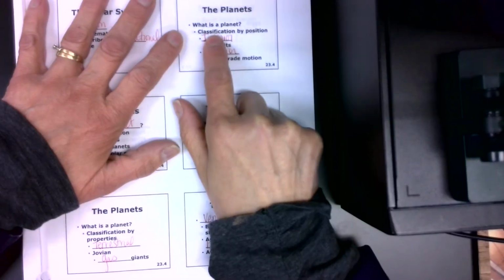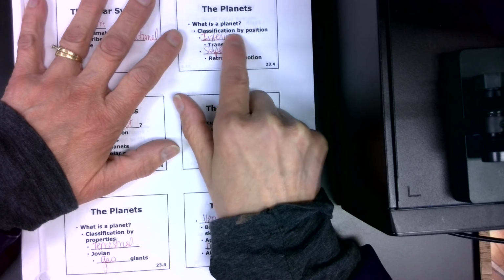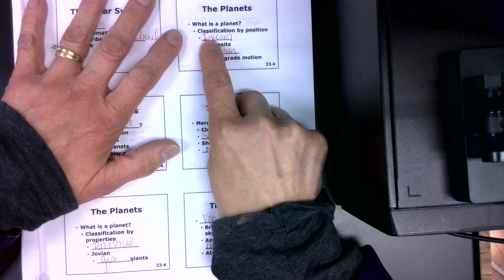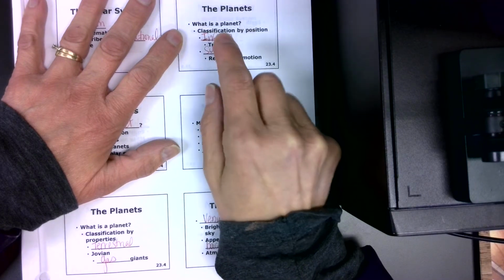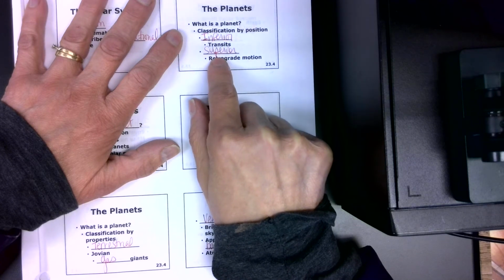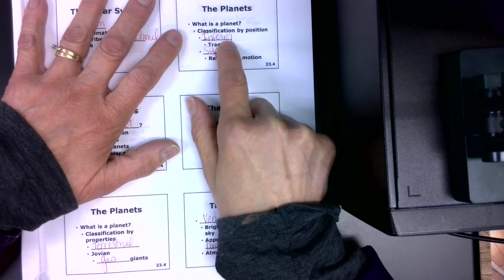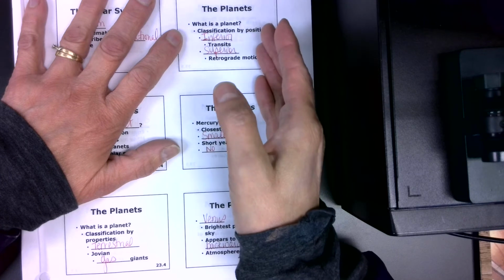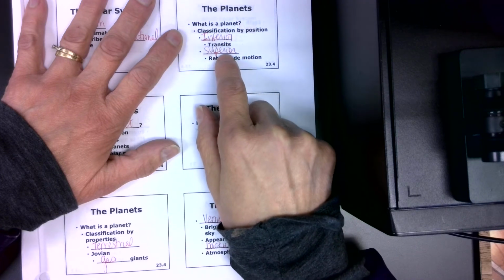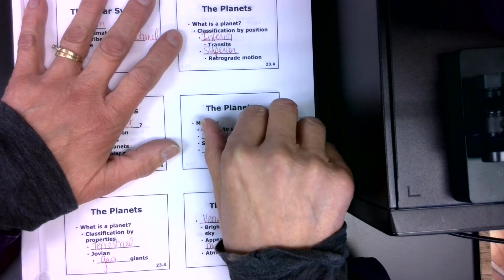Another way we could classify planets or objects would be by their position. Those planets that are within, like closer to the sun than we are, and those planets that are farther. Okay? Inferior planets are between us and the sun. Superior planets are outside of the Earth's orbit. Okay?